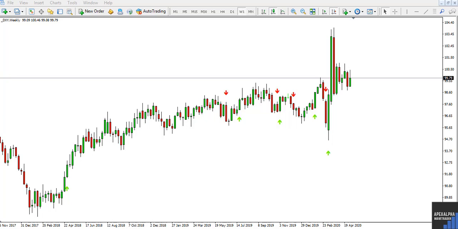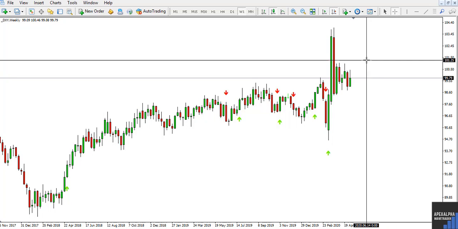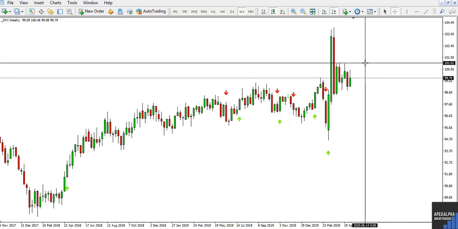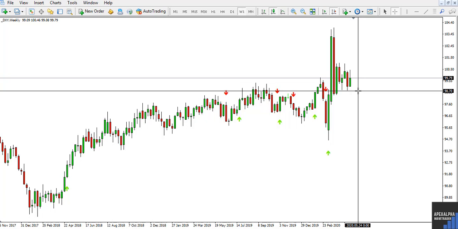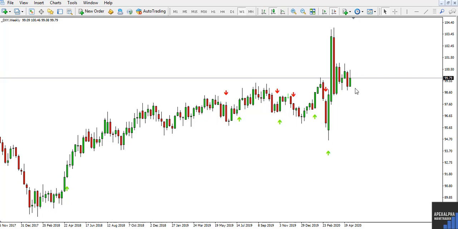This is an analysis of the dollar index and I'm currently on the weekly chart. I want you to see how for the past month or so the dollar index appears to be in a range, hovering between this level of resistance here and this area of support. So this is where our focus should be right now.